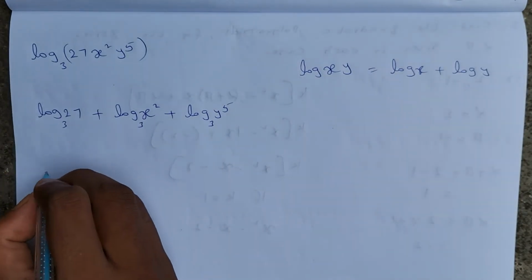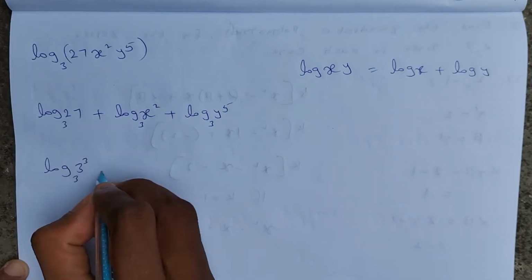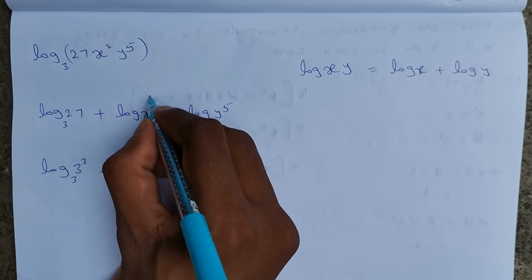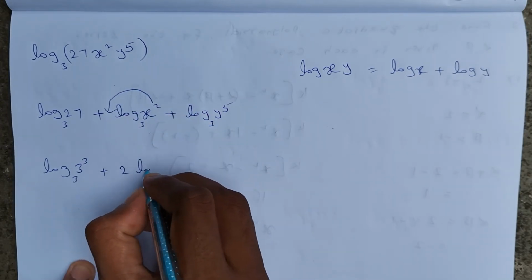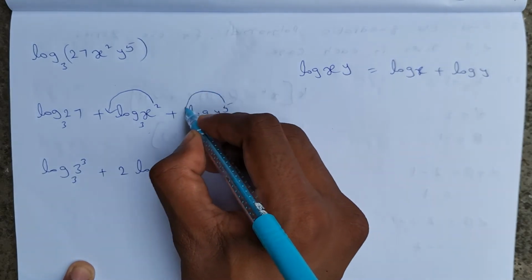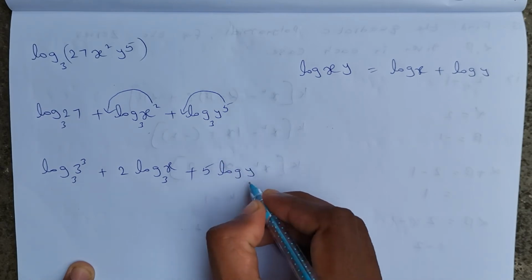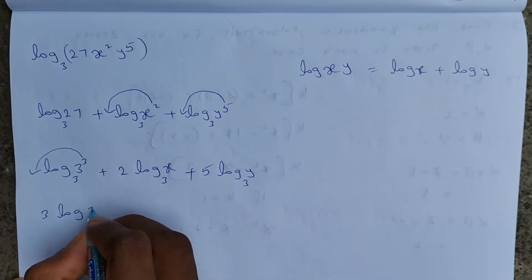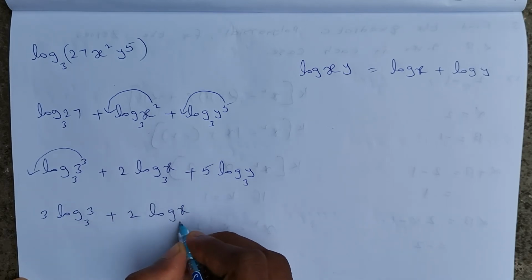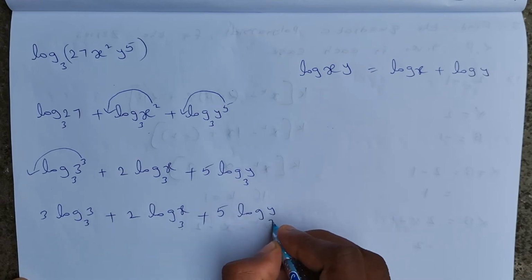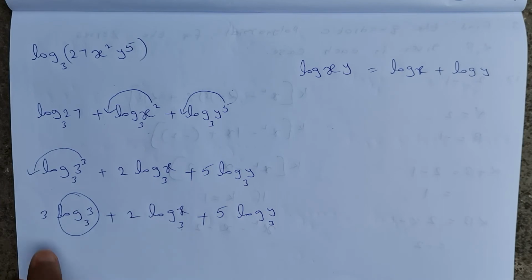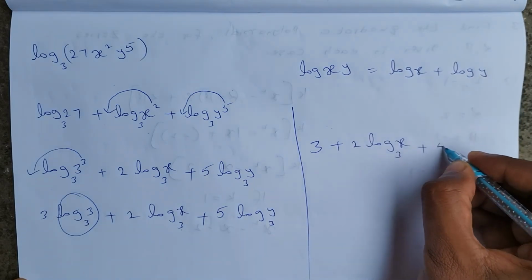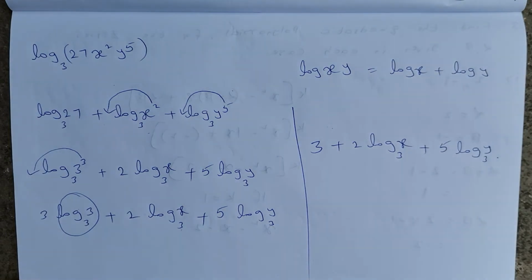So now here, the first term log 27 can be written as 3 power 3 base 3, plus, now this is in the form of log x power n base a, so this 2 will come to the front, so 2 into log x base 3 plus, the same here also, 5 will come to the front, so 5 into log y base 3. Now if we take the first term, this 3 also will come to the front, so 3 into log 3 base 3 plus 2 into log x base 3 plus 5 into log y base 3. This log 3 base 3 value is 1, so 3 into 1 is 3, so the final answer will be 3 plus 2 log x base 3 plus 5 into log y base 3.